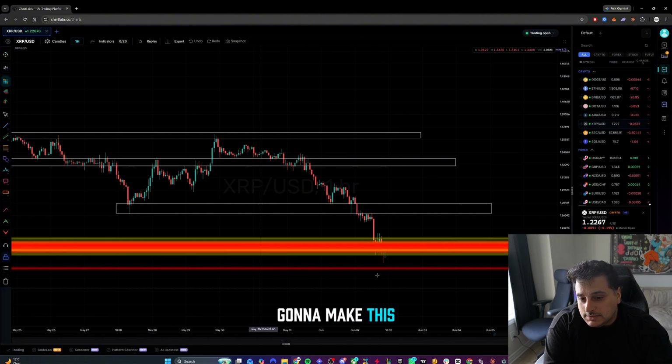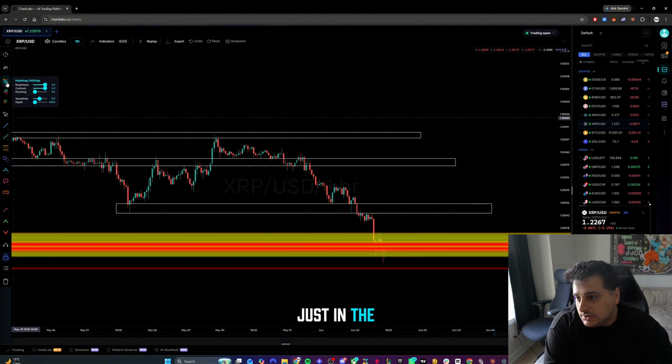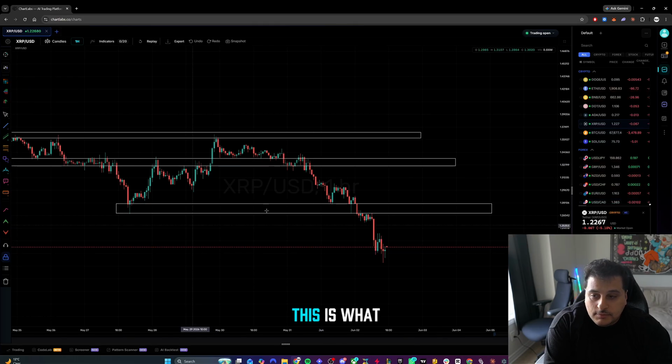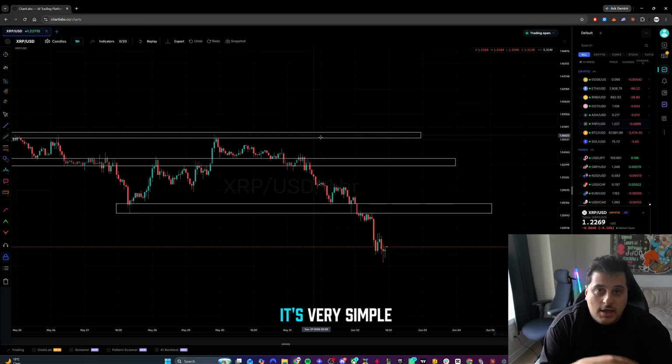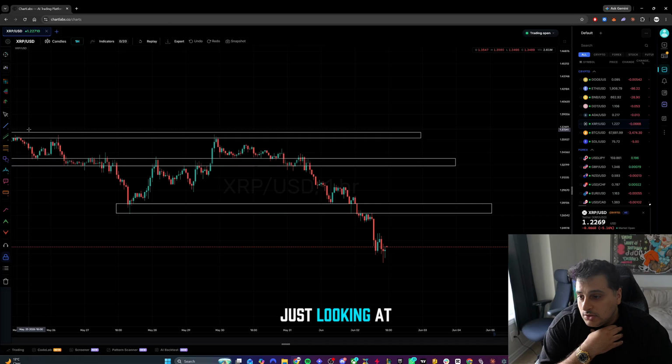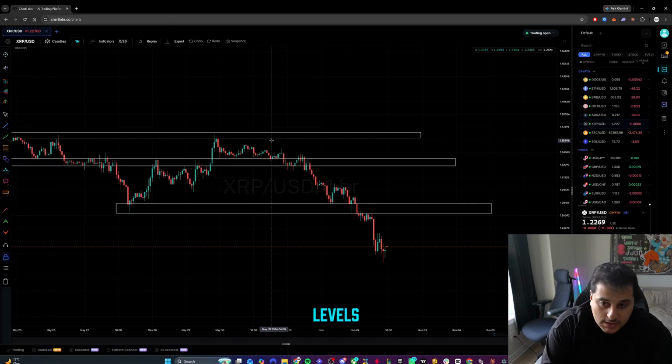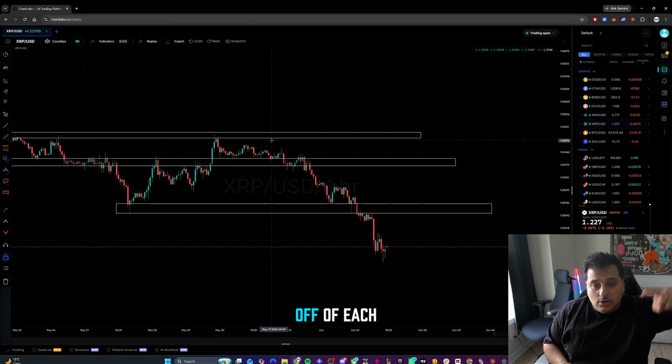And then we're going to make the heat maps a lot better as well in the future. But for now, this is what we're looking at. Any questions for this, leave them down in the comments below. It's a very simple concept. Again, just looking at the chart, looking for key levels, seeing where the candles are bouncing off of each other. Those are going to be your key levels.